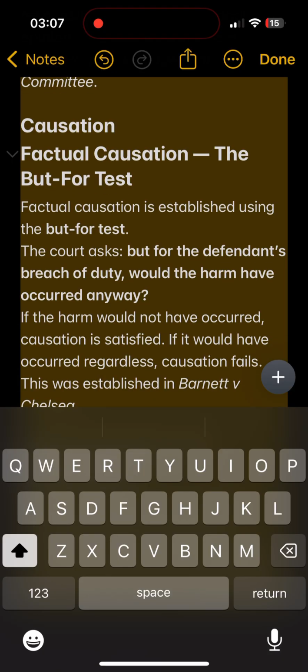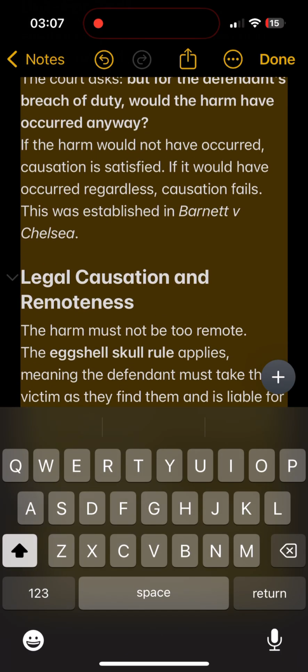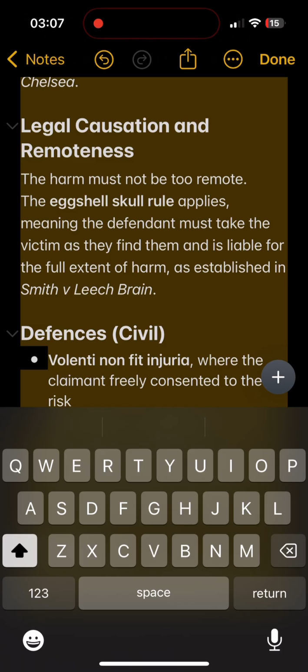Causation: factual causation. The but-for test: factual causation is established using the but-for test. The court asks, but for the defendant's breach of duty, would the harm have occurred anyway? If the harm would not have occurred, causation is satisfied. If it would have occurred regardless, causation fails. This was established in Barnett v. Chelsea. Legal causation and remoteness: the harm must not be too remote.